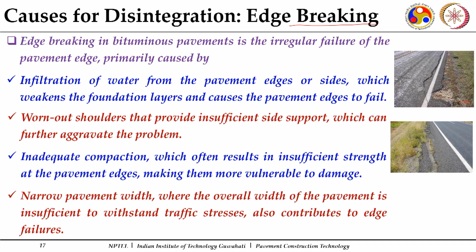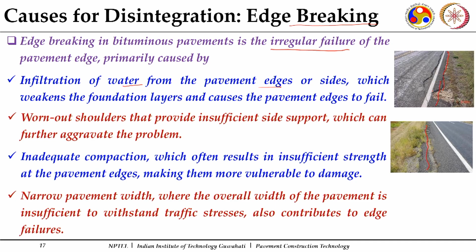You can see here the pavement edges. Very frequently we can see on many roads that the edges get broken up, specifically in an irregular manner. What can be the reason behind it? One is that these edges are more exposed to water, so there is infiltration of water from the pavement edges or sides.